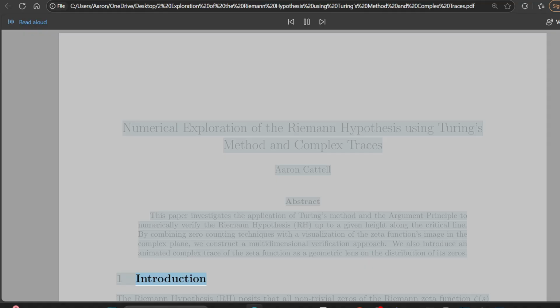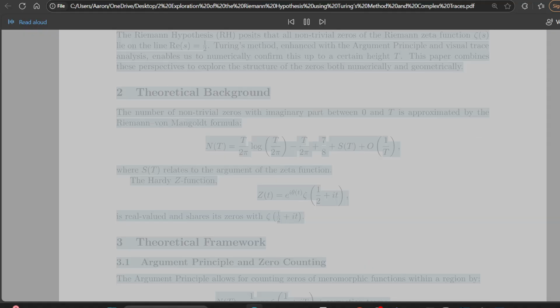Introduction. The Riemann hypothesis, RH, posits that all non-trivial zeros of the Riemann zeta function zeta(s) lie on the line Re(s) equals 1/2. Turing's method, enhanced with the argument principle and visual trace analysis, enables us to numerically confirm this up to a certain height t. This paper combines these perspectives to explore the structure of the zeros both numerically and geometrically.